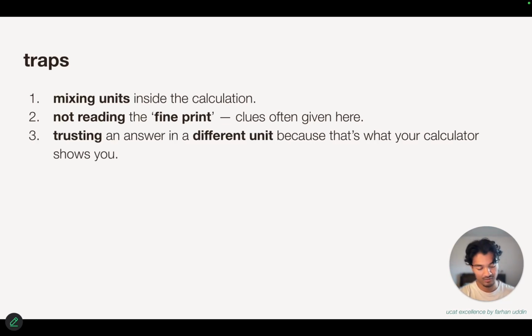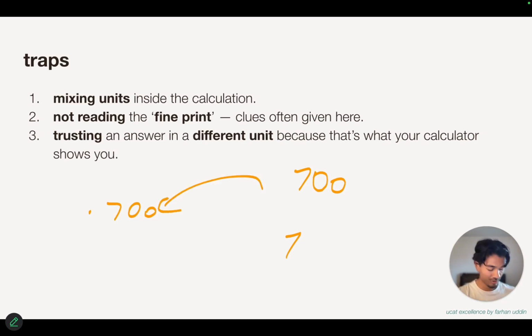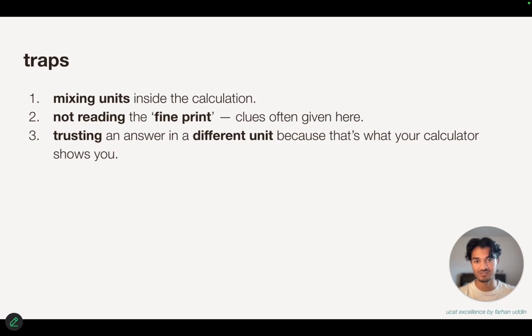So let's just say you've got 700 in your calculator, but the real answer should be 7, and you just forgot to do the conversion. Best believe they're going to put a 700 in there just so you can pick it, think you're correct, move on, only to get the question incorrect. So make sure you're on top of units at all times.